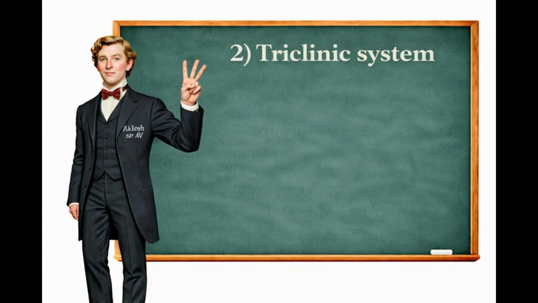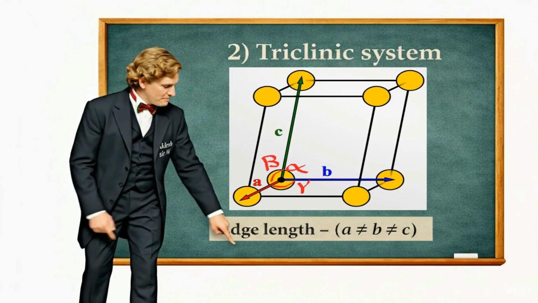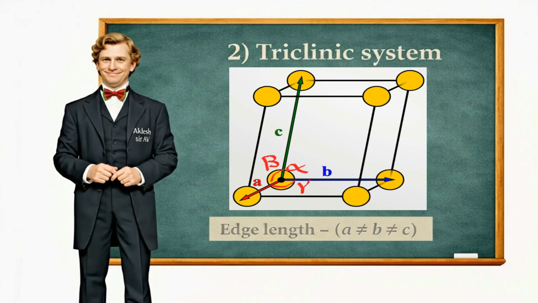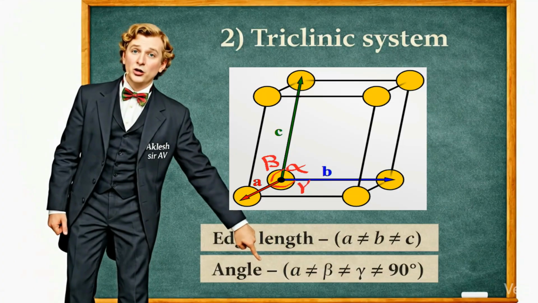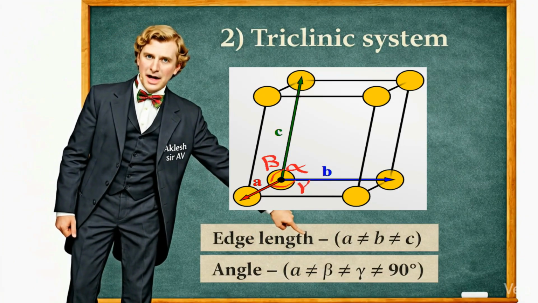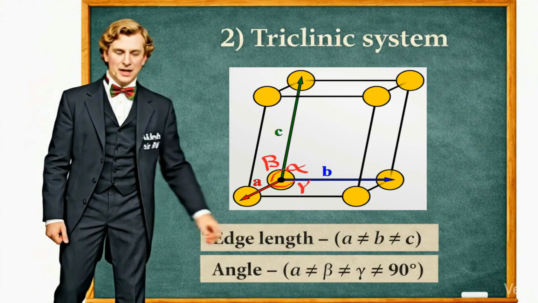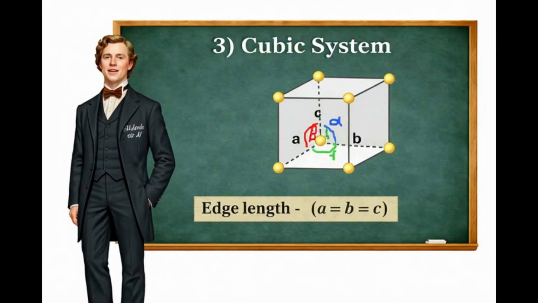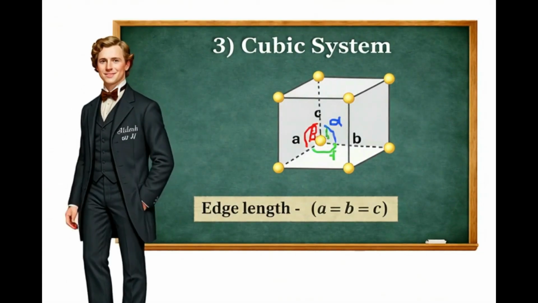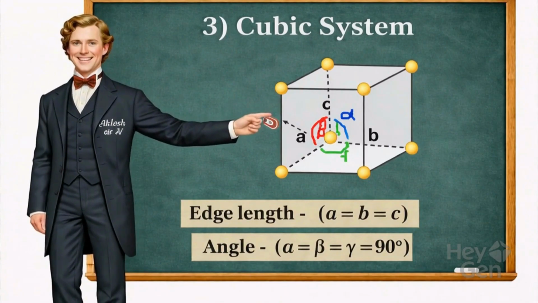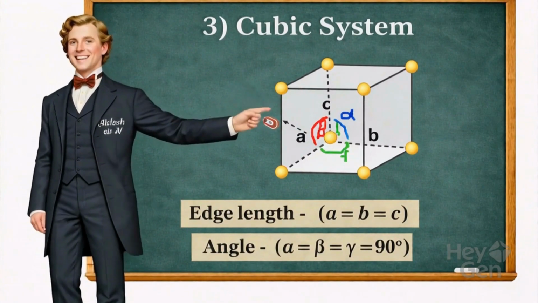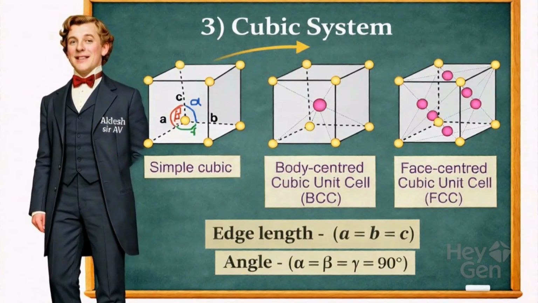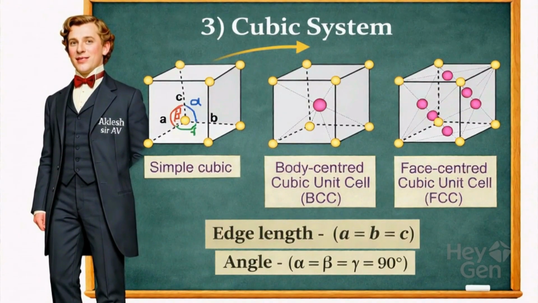2. Triclinic system. In triclinic system, a is not equal to b, and b is not equal to c. And its angles alpha not equal to beta, and beta not equal to gamma, and not equal to 90 degrees. 3. Cubic system. In cubic system edge lengths a, b, c are all equal. And here, angle alpha is equal to beta, which is equal to gamma, which is equal to 90 degrees. Cubic unit cell consists of 3 types of unit cell: simple cubic, body-centered unit cell, face-centered unit cell.